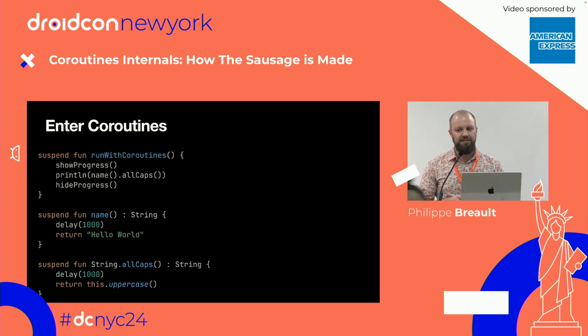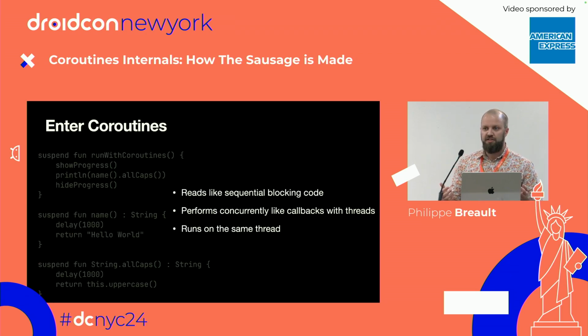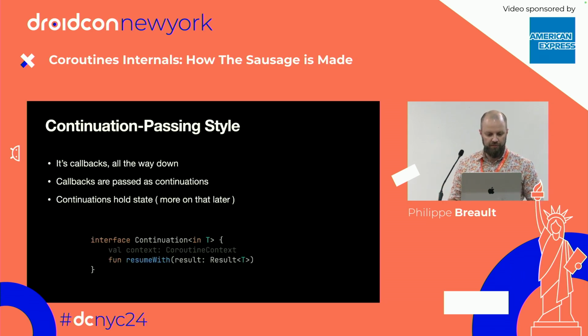So the way that we work around this, actually the new way to do this, is with the good old coroutines, right? It looks a lot like the sequential blocking code, so we don't have that leaning to the right that we saw earlier. It will perform concurrently, just like callbacks with threads, but at the same time, everything could technically run on the actual same thread.